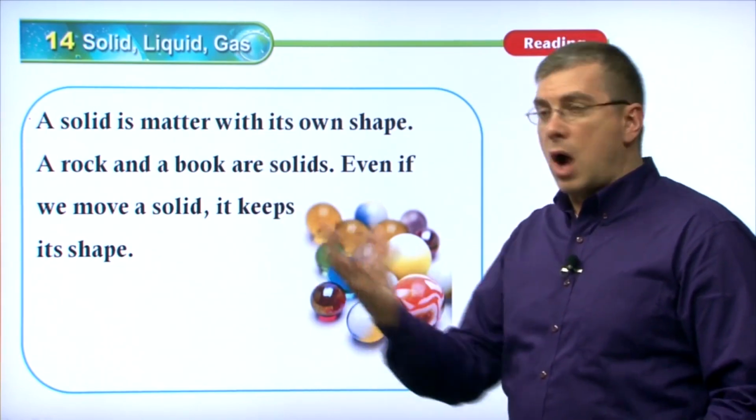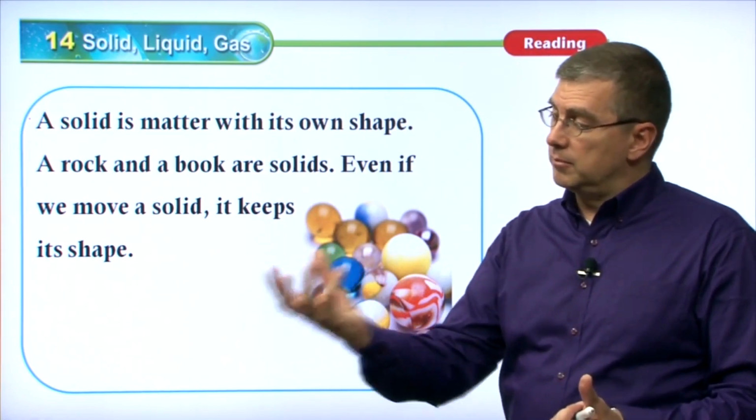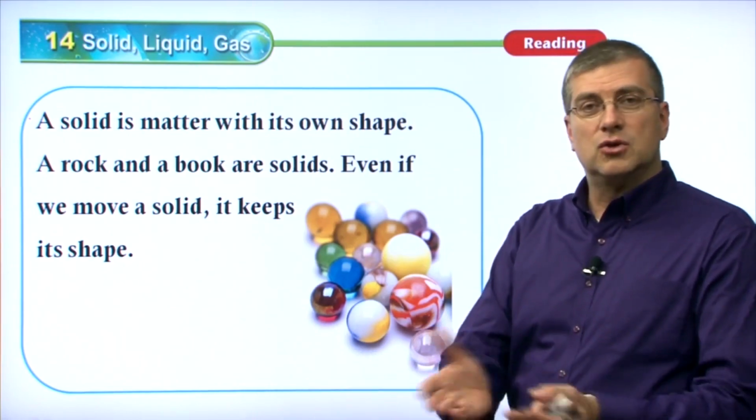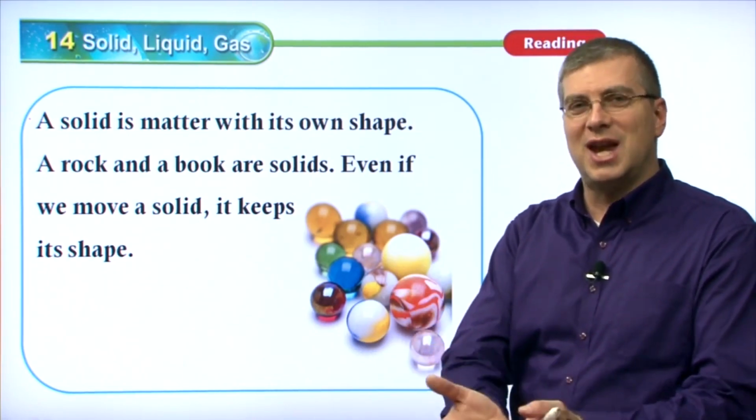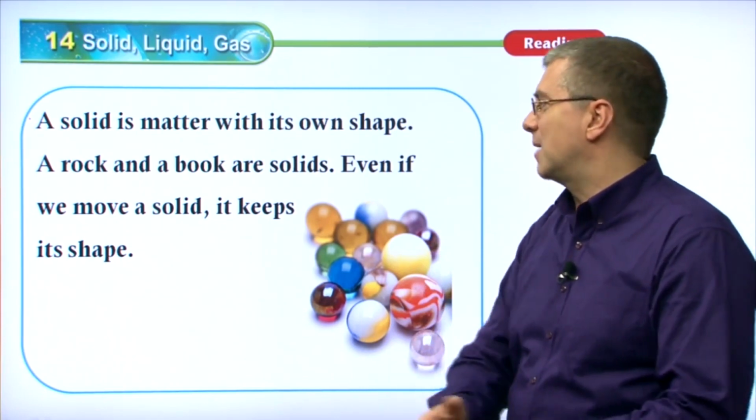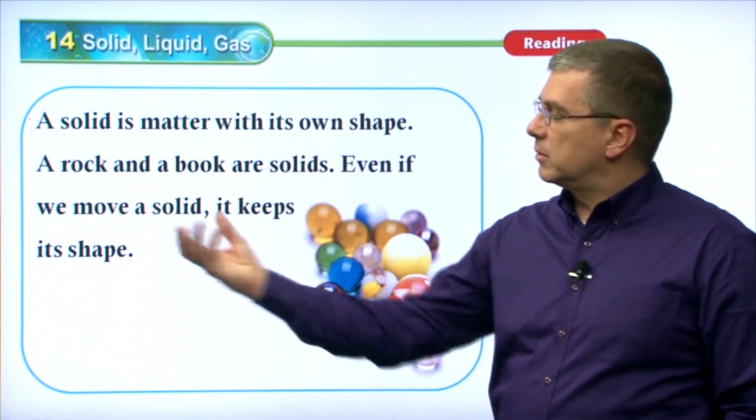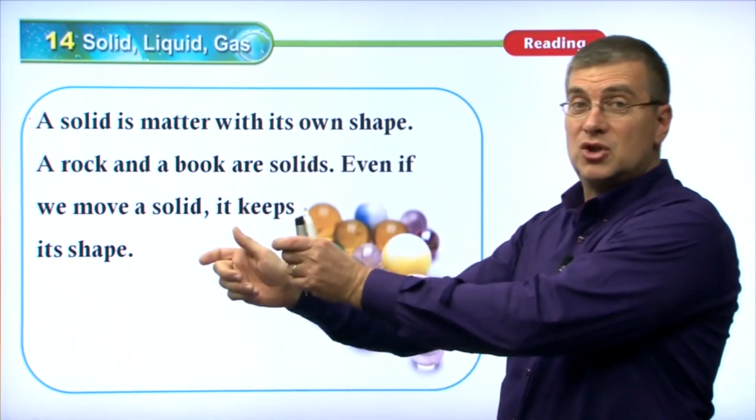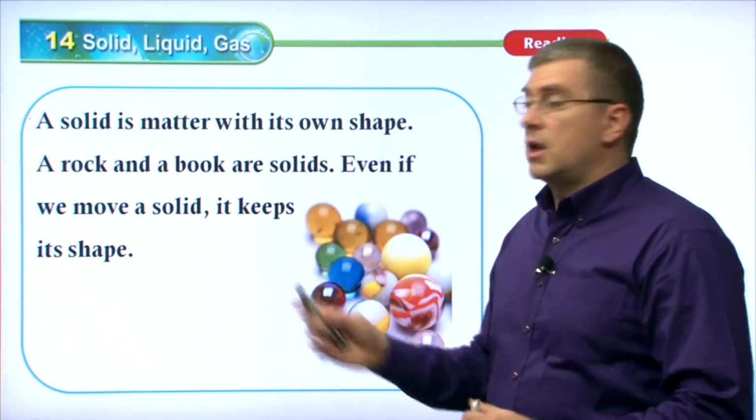It has its own shape. For example, a rock and a book are solids. A rock has its own shape. Left by itself, it'll stay the same shape. A book has its own shape. If we don't rip it or tear it or burn it, it will retain its own shape. It will keep its own shape. Even if we move a solid, so we move the rock from one place to another, it's still the same shape. If we take up the book and put it away in the bookshelf, it's still the same shape. It keeps its shape. So the solid will keep its shape.